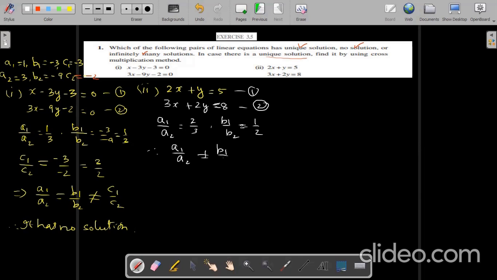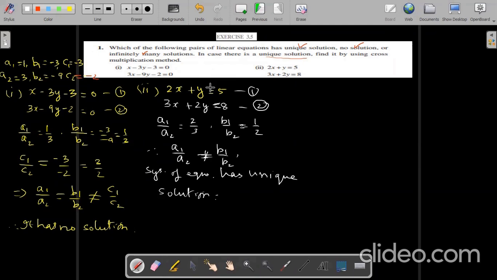When a1 upon a2 is not equal to b1 upon b2, there is no need to check c1 upon c2. It has a unique solution. Therefore, you can write the system of equations has a unique solution. When it has a unique solution, we have to solve it by the cross multiplication method.